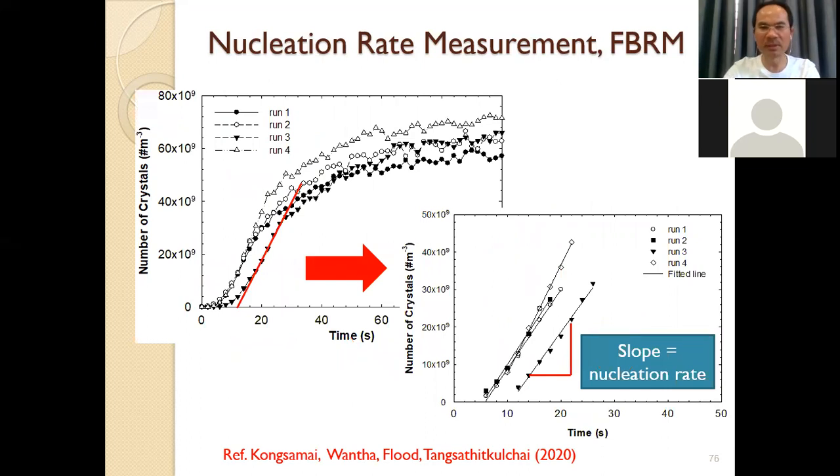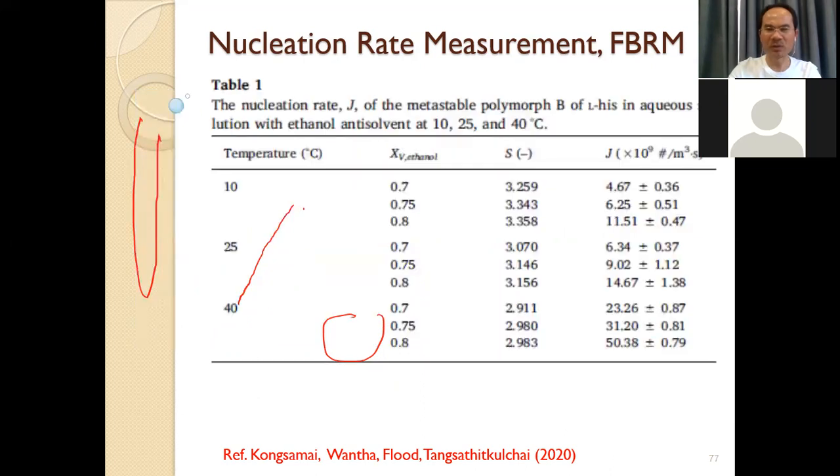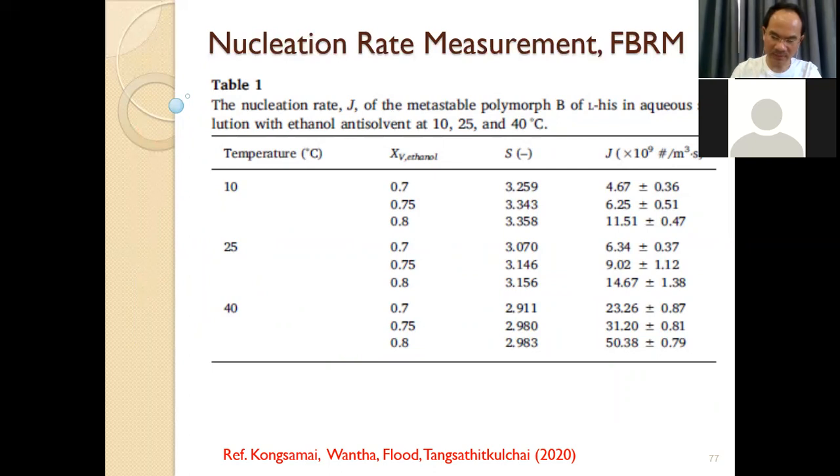And with FBRM we also measure the number of crystals. The number of crystals increases with time. And you can fit the number with time, like the previous, and then you determine the slope, or determine the delta T approaching zero. You get the nucleation rate. This is the technique that we use in our lab. This is the nucleation rate.